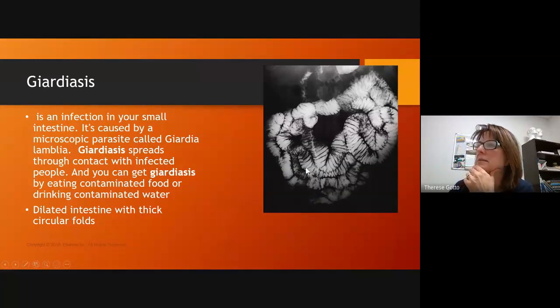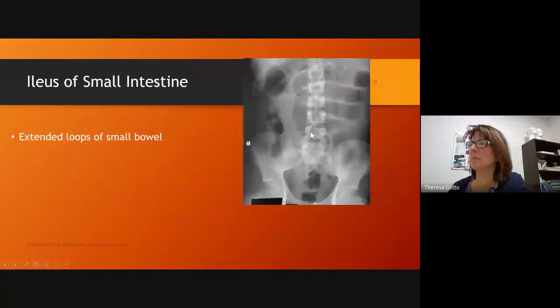Okay, parasites. Ileus of the small bowel again. So this is just paralysis of the small bowel. Shows the extended loops.